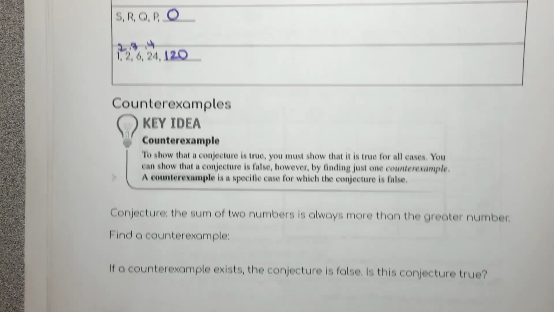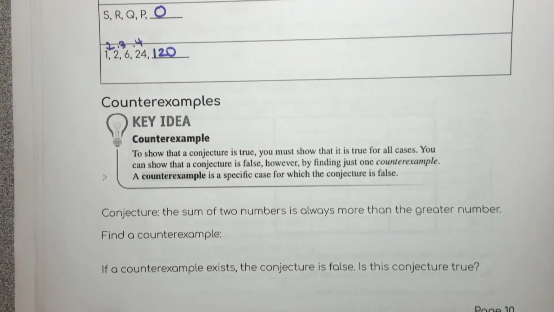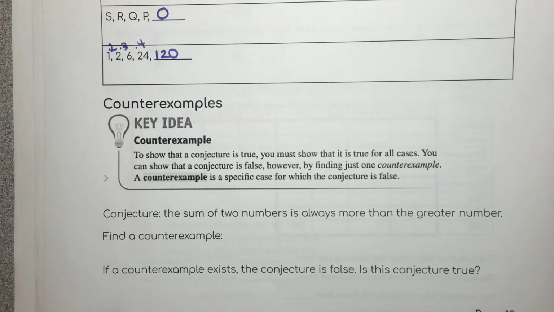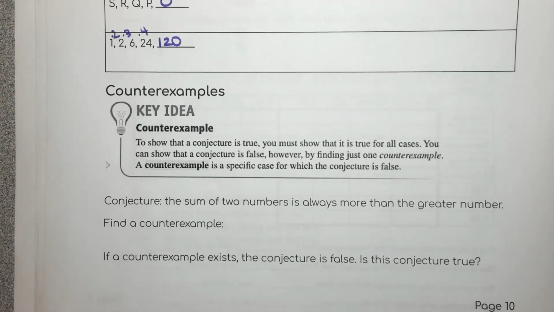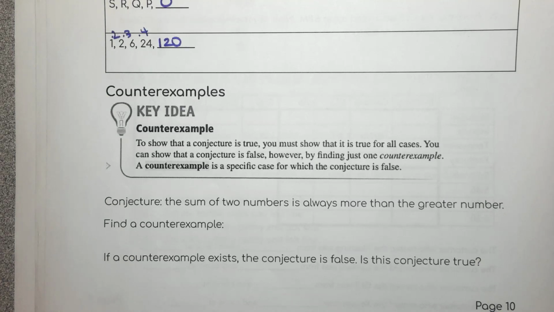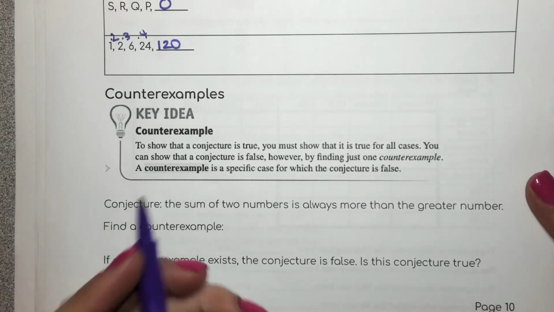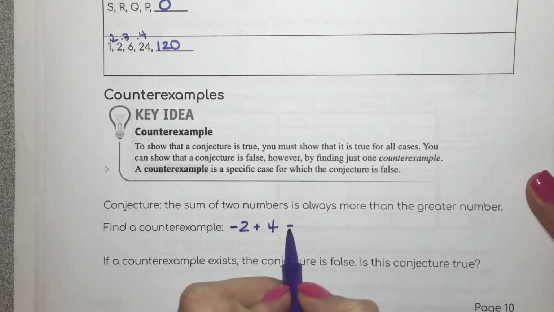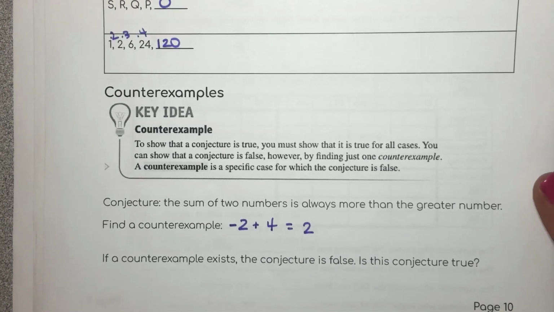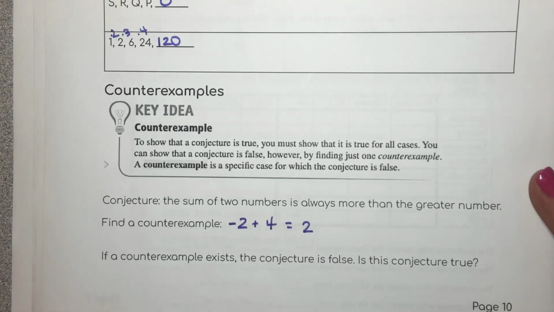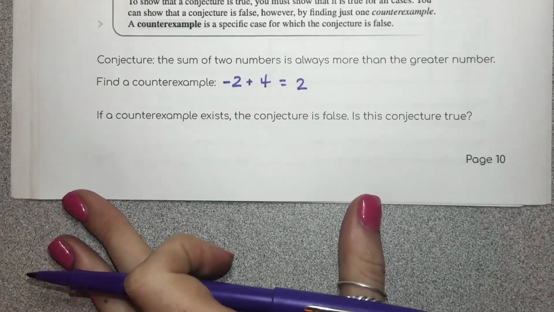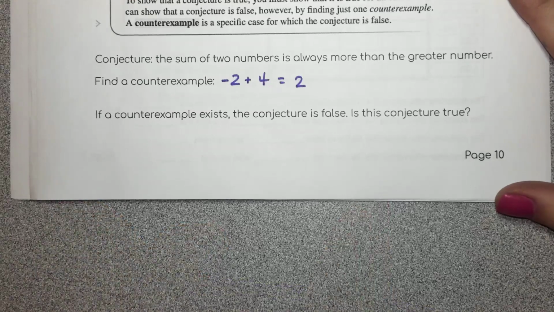All right, so the conjecture in the example says, the sum of 2 numbers is always more than the greater number. What's an example for a counterexample? Josh? Like -2 plus like 4 or something. -2 plus 4 would give us 2, which is not larger than the greater number. So that would be a counterexample. It doesn't matter what example you find as long as you can find one that's false.